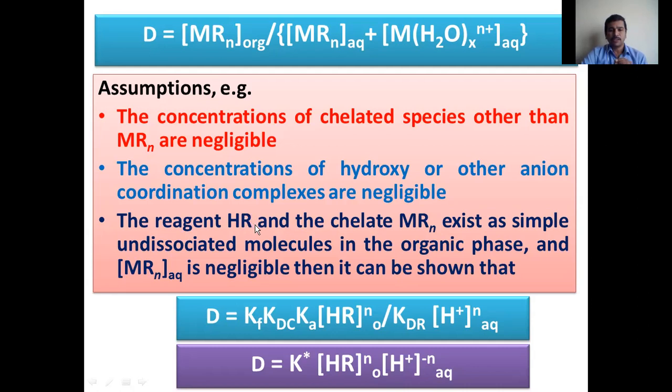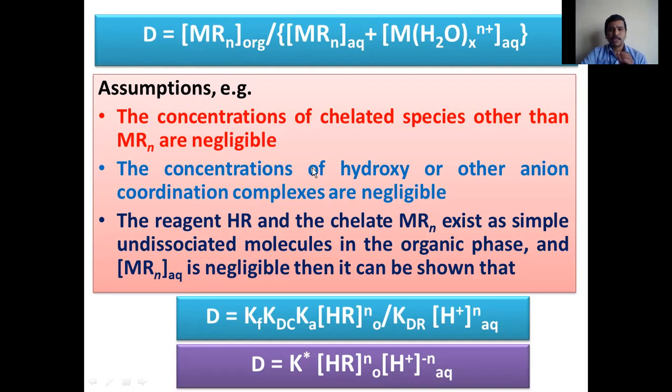Because HR is a weakly acidic species, if it is not dissociated to a major extent, unreacted HR may also get extracted into the organic phase. So the reagent HR in the undissociated state and MRN in the undissociated state might be extracted into the organic phase, and the concentration of the uncharged metal complex in the aqueous layer must be negligible, because the concentration of MRN in the organic layer must be more in order to obtain the highest value of D.